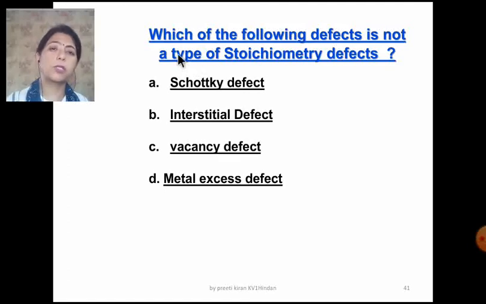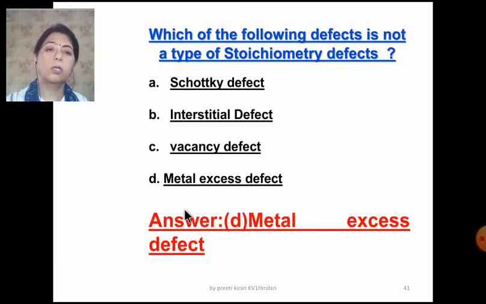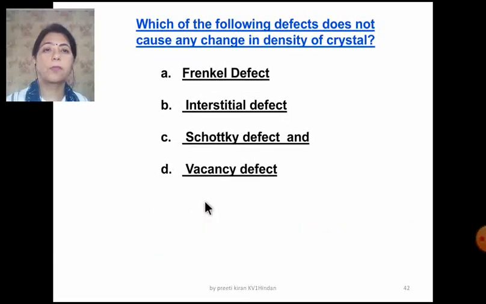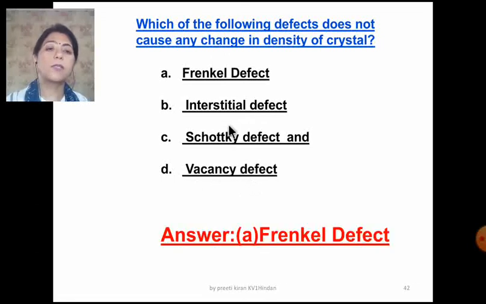Now the next question is, which of the following defects is not a stoichiometric defect? So we know that these are all stoichiometric defects, and this is the non-stoichiometric defect. Let's see whether we are correct or not. Metal excess defect. Which of the following defects does not cause any change in the density of the crystal? Frenkel defect, interstitial defect, Schottky defect and the vacancy defect. So the answer will be the Frenkel defect.